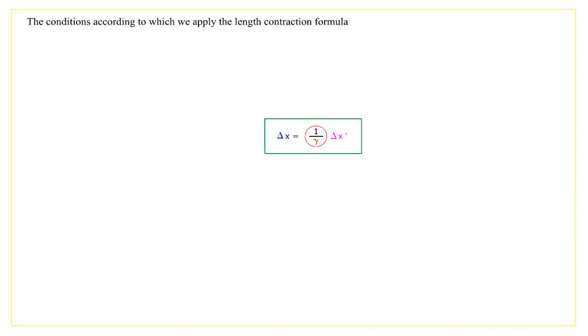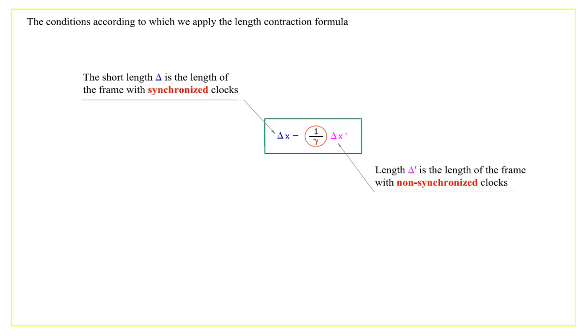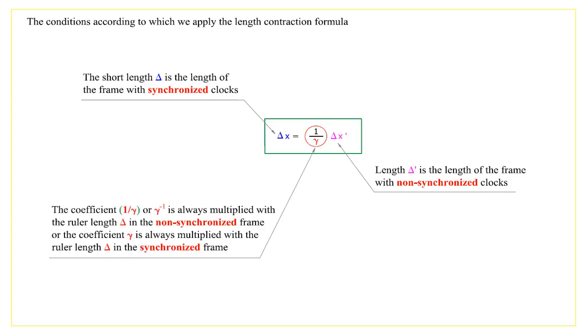The conditions according to which we apply the length contraction formula are: the short length delta is the length of the frame with synchronized clocks. Length delta' is the length of the frame with non-synchronized clocks. The coefficient 1 over gamma, or gamma to the power of negative 1, is always multiplied with the ruler length delta in the non-synchronized frame, or the coefficient gamma is always multiplied with the ruler length delta in the synchronized frame.